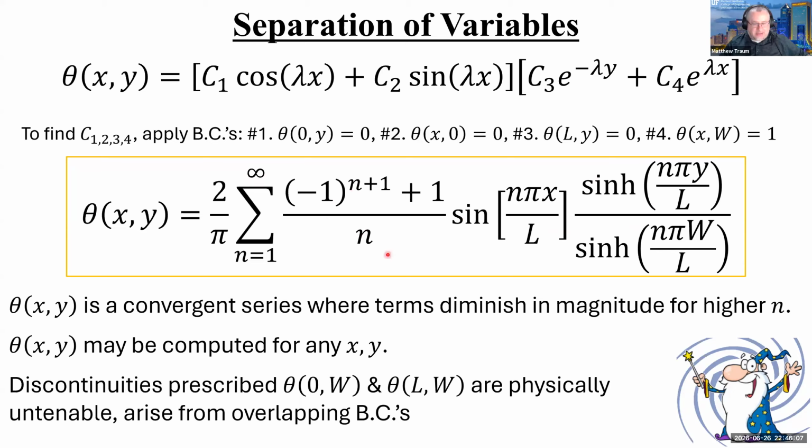And yes, those terms do get smaller. That's what I say here. Theta xy is a convergent series where the terms diminish in magnitude for higher n, but there's always a little bit more that you could get, right? A little bit more precision. It's like taking pi out to the billionth decimal place. You could do that if you wanted to.